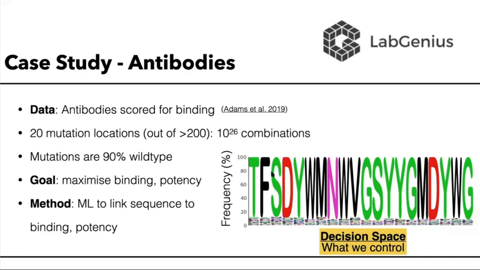The data at large is antibodies that are scored for binding, and I also model them for something that I'll call potency. Those details don't matter. What is interesting is that of a length 200, there were 20 places that were mutated. So here I just combine all those positions together for simplicity. By the way, each position can have 20 combinations. 20 to the power 20 is 10 to the power 26. So that's intractable. That's why I use genetic algorithms.